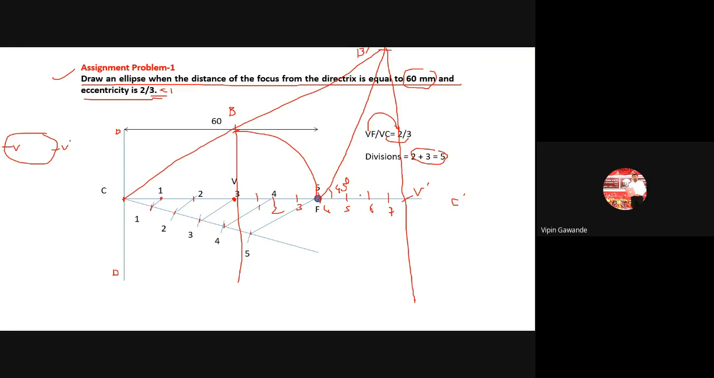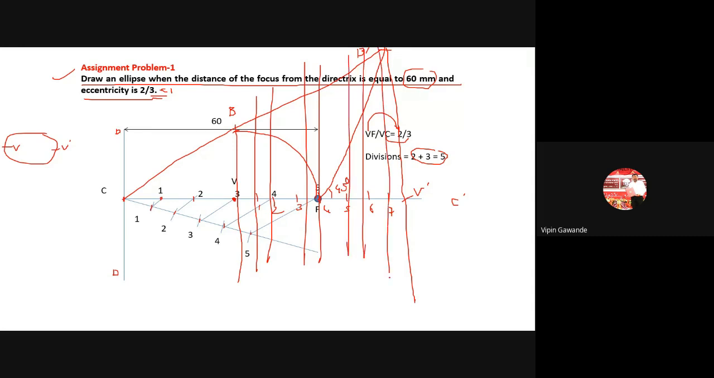नंतर ही डिव्हिजन मार्क केल्यानंतर काय करायचं, व्हर्टिकल लाईन्स ड्रॉ करायच्या, from 1, from 2, from 3, from 4, from 5, from 6, from 7. त्या लाईन्स कुठे इंटरसेक्ट करतील, that line will intersect our CB line. So this is our 1 dash, this is our 2 dash, this is our suppose 3 dash, okay, this is 4 dash, then this is 5 dash, this is 6 dash, this is 7 dash.